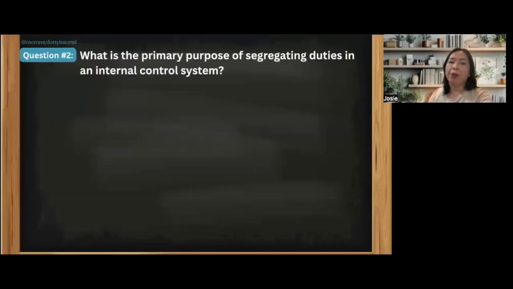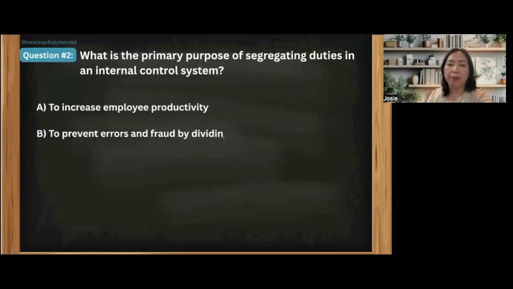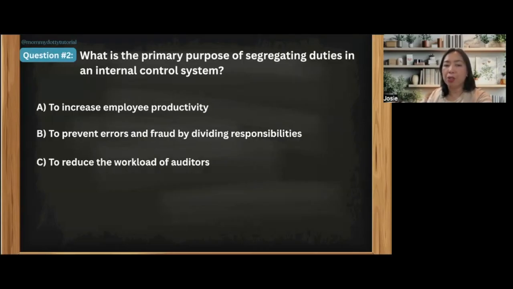What is the primary purpose of segregating duties in an internal control system? A, to increase employee productivity. B, to prevent errors and fraud by dividing responsibilities. C, to reduce the workload of auditors. D, to simplify accounting processes. Okay, you may now pause the video to think.